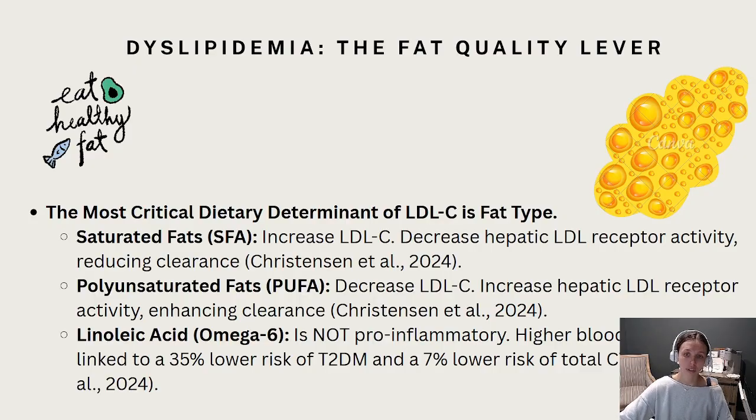So the most powerful dietary lever is not total fat, but the fat quality. The evidence from hundreds of controlled feeding trials shows that saturated fats clog the system by downregulating the liver's LDL receptors, and polyunsaturated fats, especially linoleic acid, do the exact opposite. The common fear that omega-6 fats are inflammatory is actually a myth, and there's a large amount of data that shows higher levels of omega-6s are powerfully protective against both diabetes and heart disease.